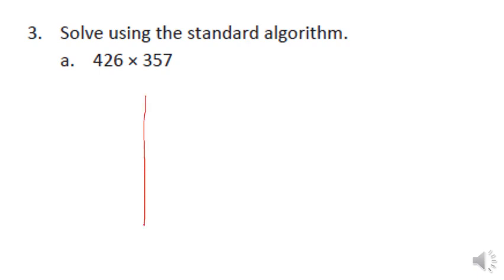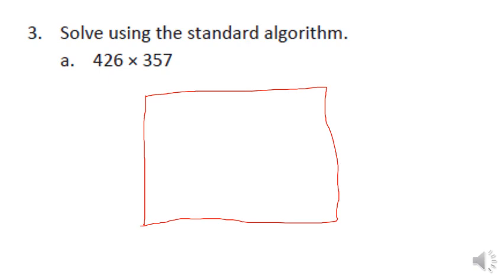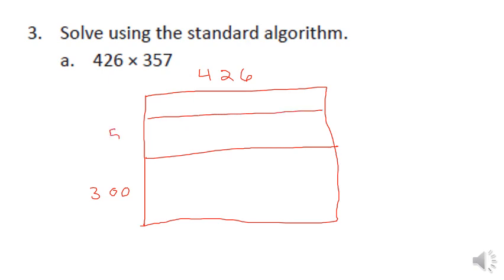Okay, now this problem is going to be a little different. We actually have a 3-digit times a 3-digit. And we have no 0 like we did on the last one. Since we have to show all the place values, the first one's going to be 426 on top. Now, the 3 place values are going to be broken up for 300, 50, and 7. The standard algorithm is going to be 426 times 357.